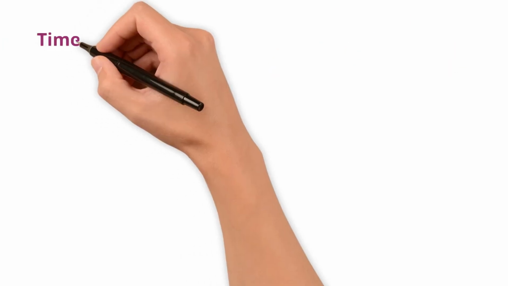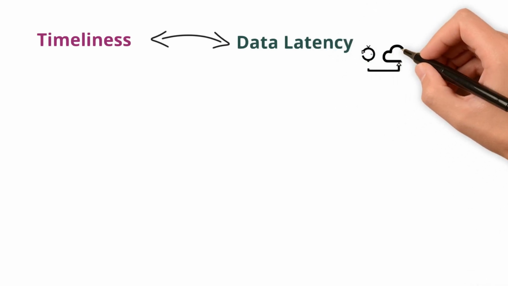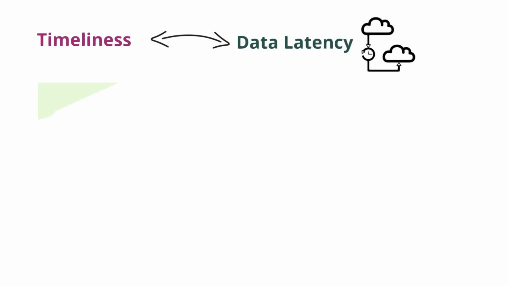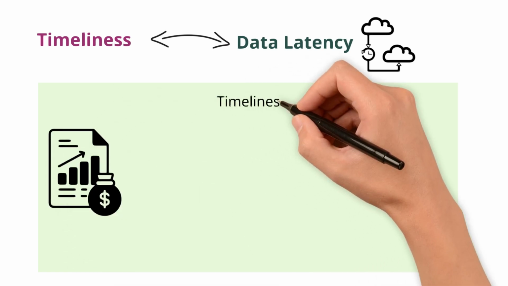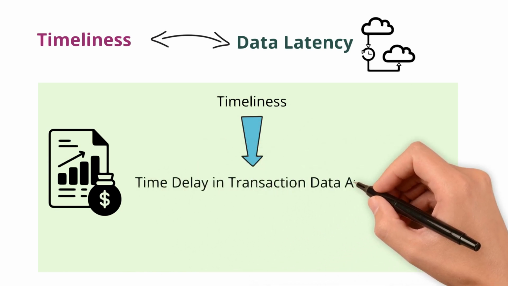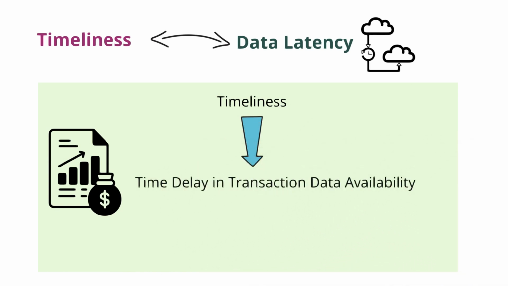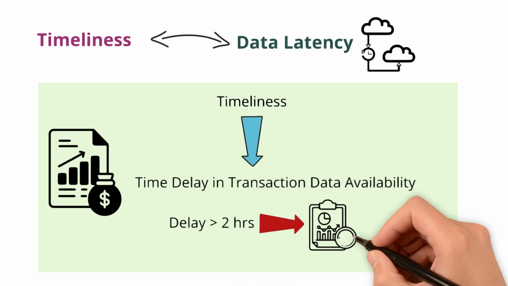For timeliness, you would track data latency, which highlights delay in the availability of data. Example, in a financial reporting system, data latency could be measured by tracking the time delay in transaction data availability. If transaction records are delayed by more than 2 hours, it could impact real-time reporting.